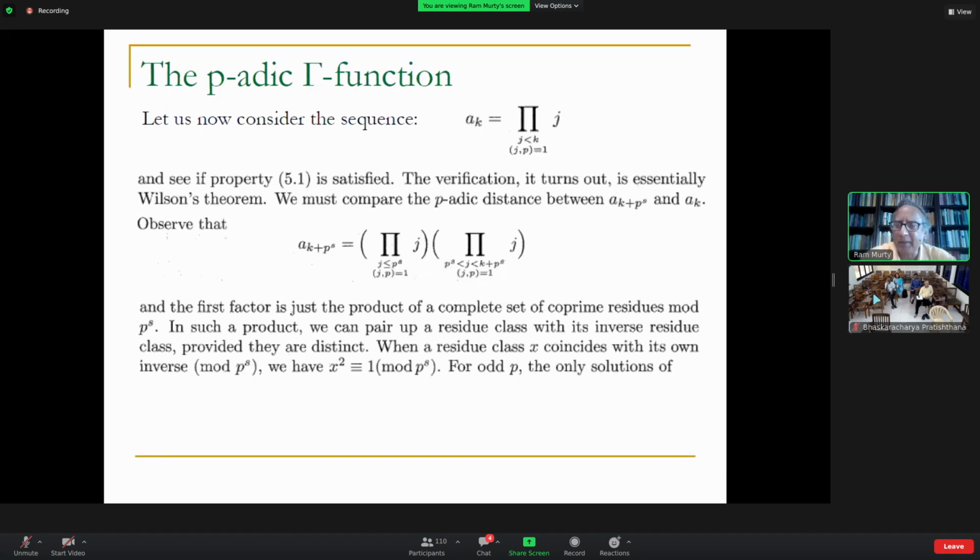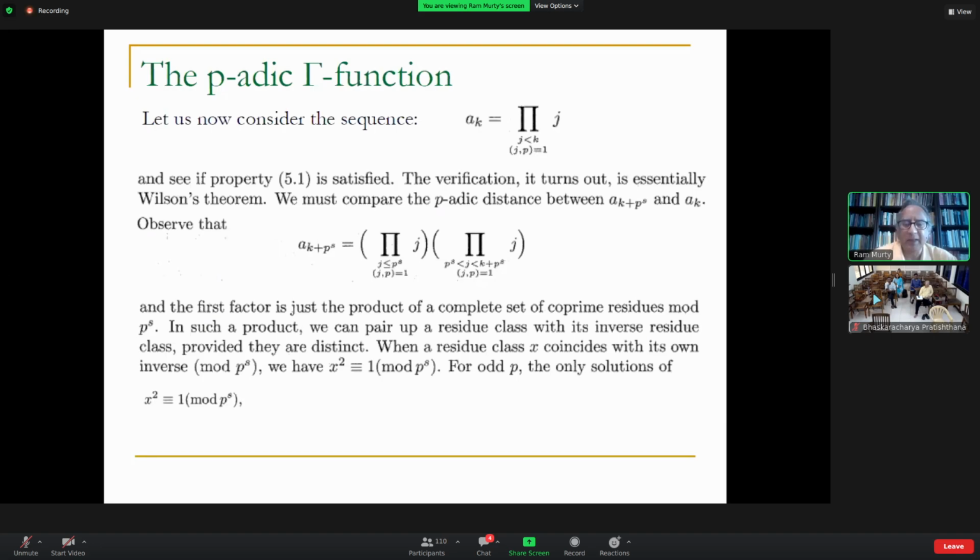The only problem is, what happens if g and g inverse are the same? You're not going to be able to pair that up. And so in any abelian group, the product of all the elements of the group is equal to the product of all the elements g such that g squared equals 1. So in this case, what are the elements, residue classes x, that coincide with their own inverse? That means x squared is going to be 1 mod p to the s.